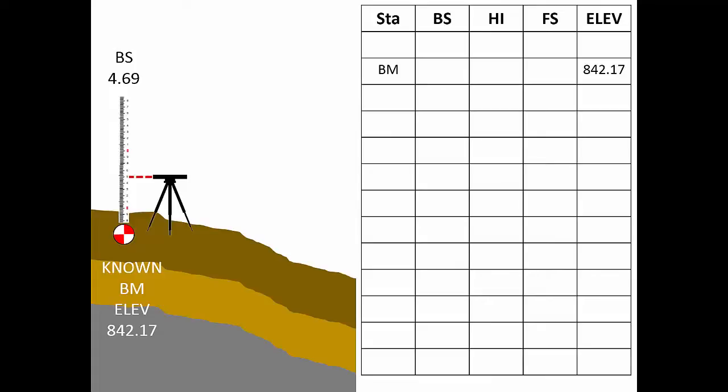Since the backsight reading was taken with a rod atop the benchmark, we'll record 4.69 feet in the backsight column on the benchmark row. Armed with this information, we now have sufficient data to compute the height of instrument. Since the line of sight is above the point where the rod sits, we'll add the backsight reading to the elevation. At this instrument setup, 4.69 plus 842.17 equals 848.86 feet. We'll record that result in the HI column in the next row down the page.